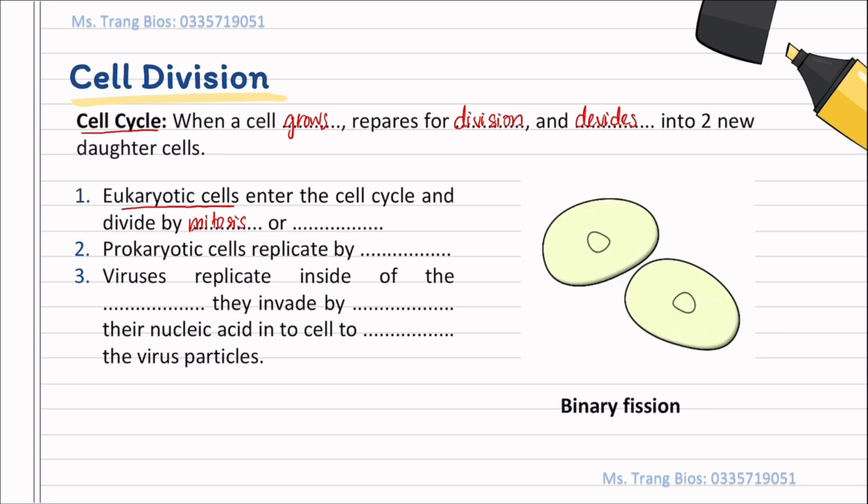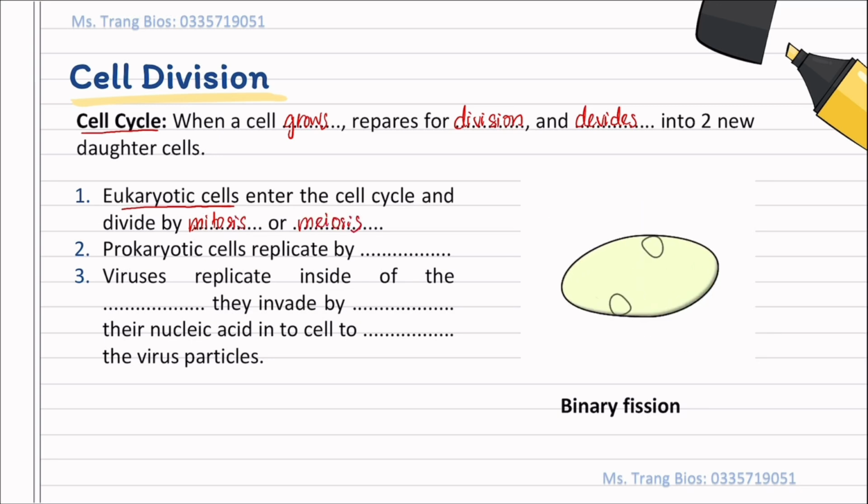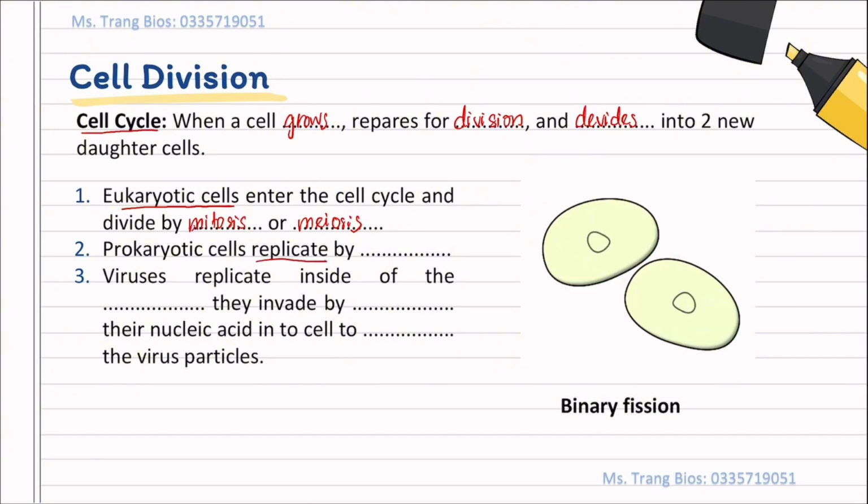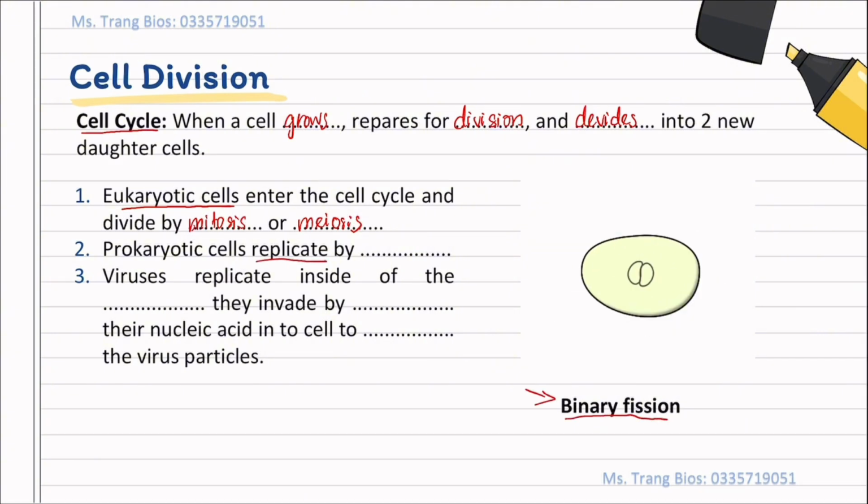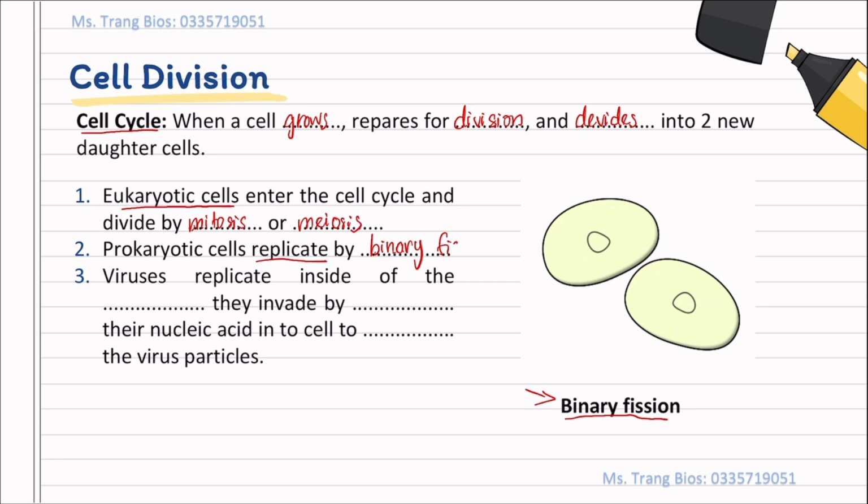Mitosis or meiosis. In comparison, prokaryotic cells replicate by binary fission. Here, this is binary fission.